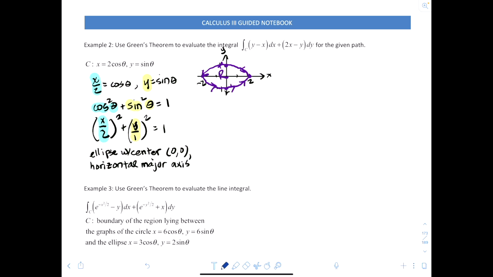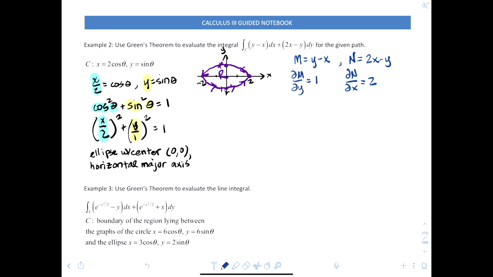M is going to equal to what? Good. Y minus x. And so our first partial of M with respect to y is going to equal 1. N is equal to 2x minus y. So our first partial of N with respect to x is going to equal 2.